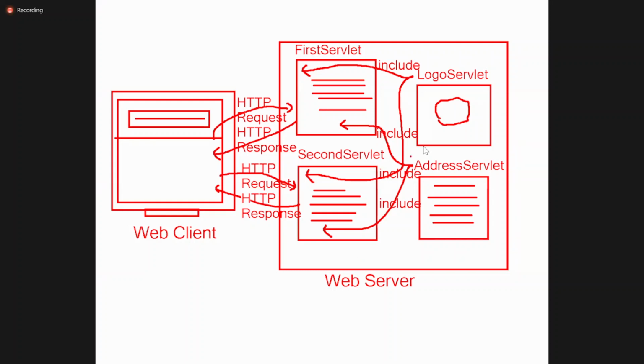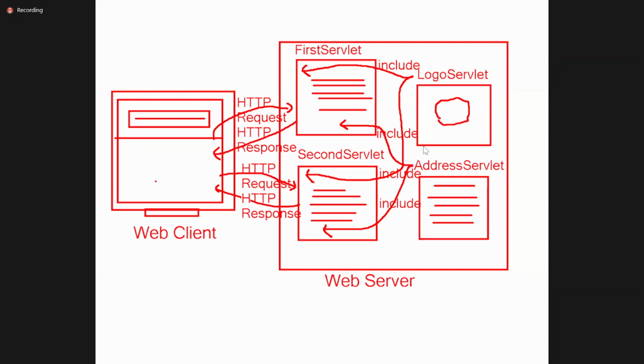Logo servlet is included in the first servlet, and also in the second servlet. Address servlet is included in the first servlet, and also in the second servlet. This code is reusable. This code is also reusable. If I send a request to the first servlet, it is executed, the logo servlet is executed, the address servlet is executed. The output of three servlets appears. If you send a request to the second servlet also, three servlets are executed.